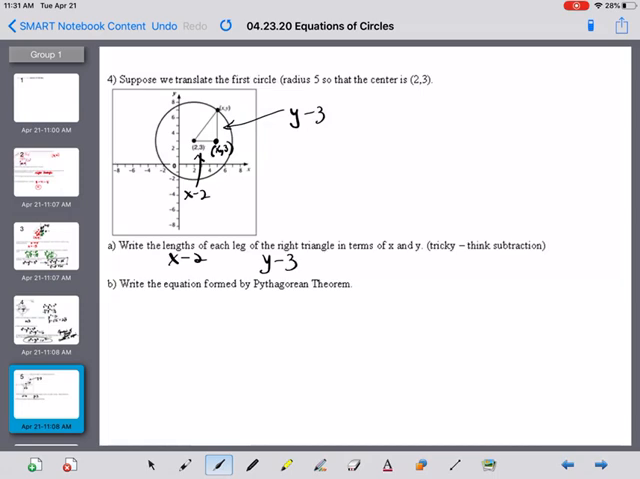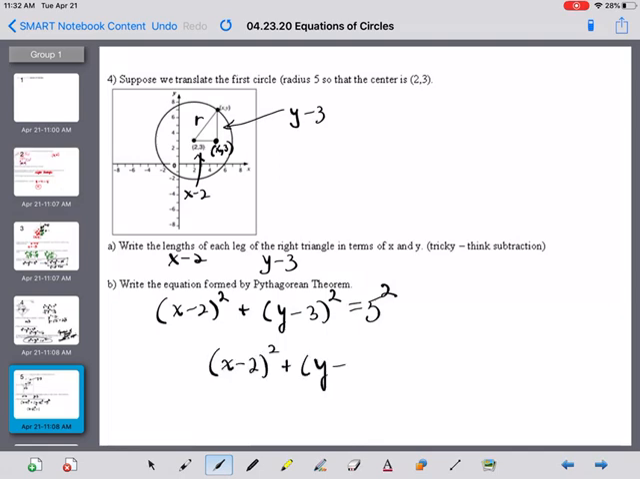So now let's write the equation for Pythagorean theorem. So r is the radius. So it would be x minus 2 squared plus y minus 3 squared equals 5 squared, or 25. So this equation equals 25. Now, if you were to type that into Desmos, you would get that exact circle.